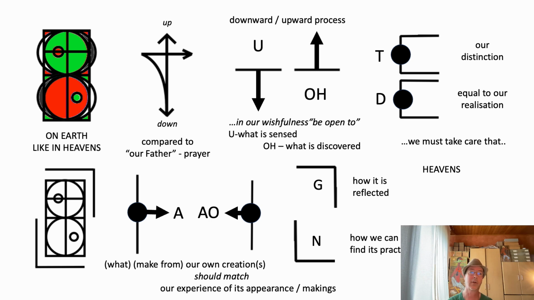So the downward and upward processes are like, in our wishfulness to be open to something, what is sensed must be in match with what really can be discovered, what is unfolding itself. So we sense what is there and really there, and it's neutral. It can also bring new open processes into the system. So also our distinction, the T, must be equal to the realization.